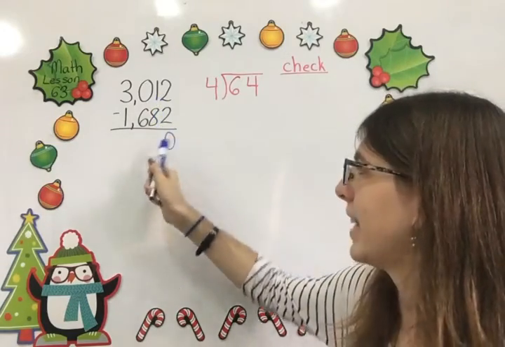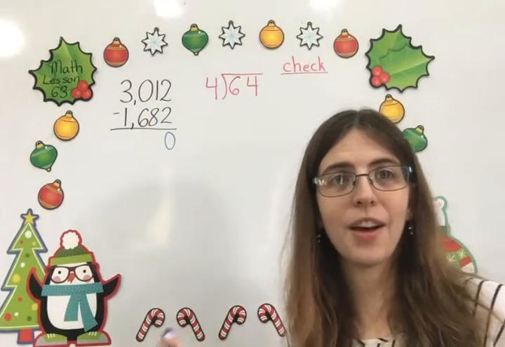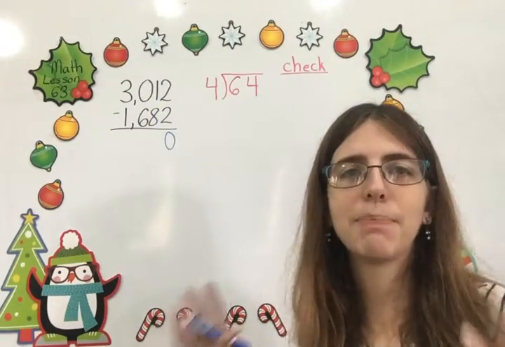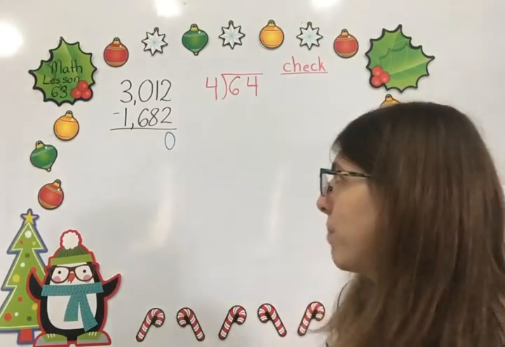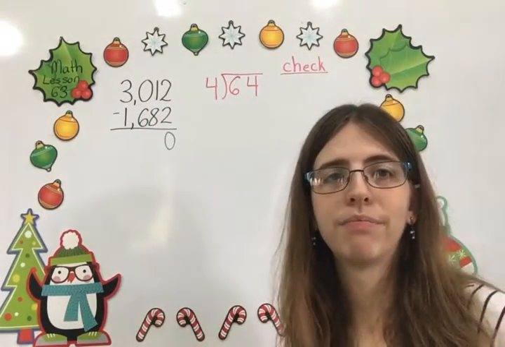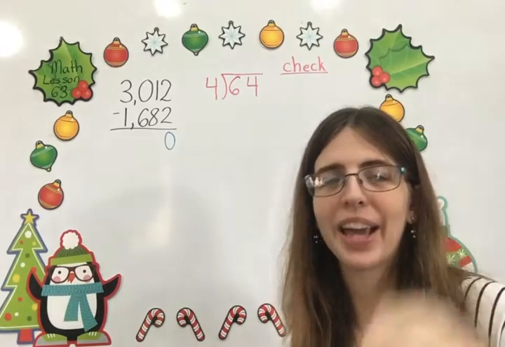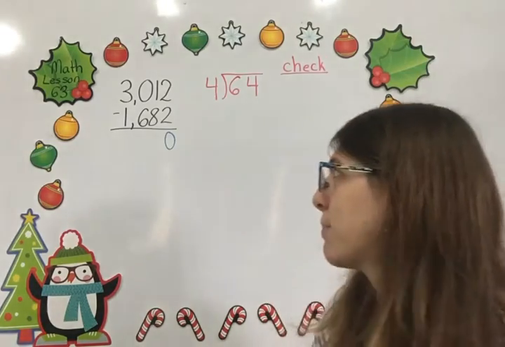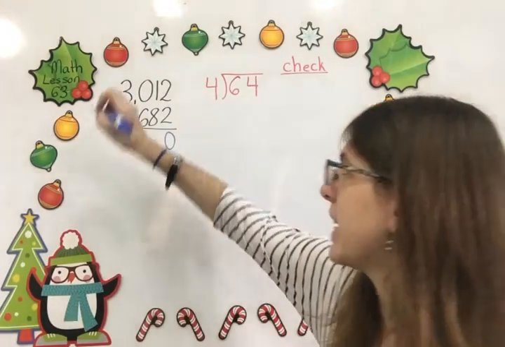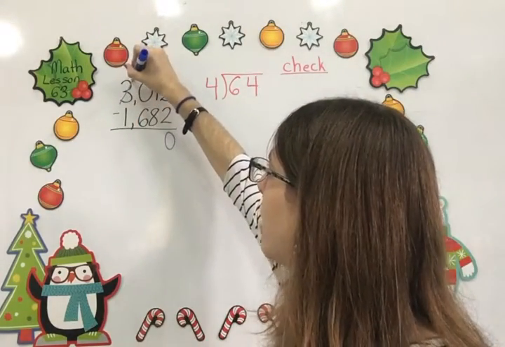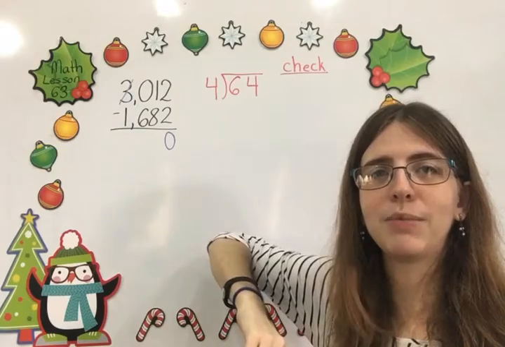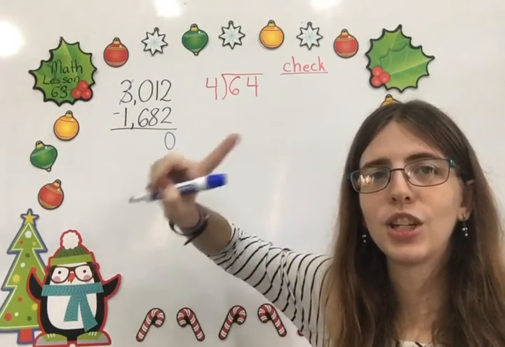1 minus 8. Uh-oh, I can't do it because 1 is smaller than 8, so I have to borrow. Can I borrow from a 0? No, because there's nothing there. I can't borrow from a 0, so I have to borrow from the 3. So I borrow 1 from the 3, and that leaves me with 2.